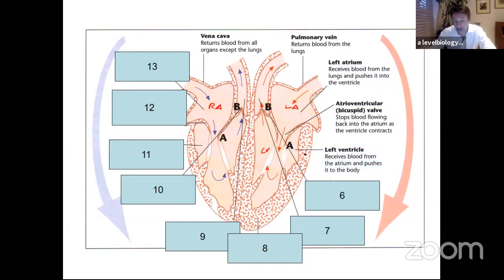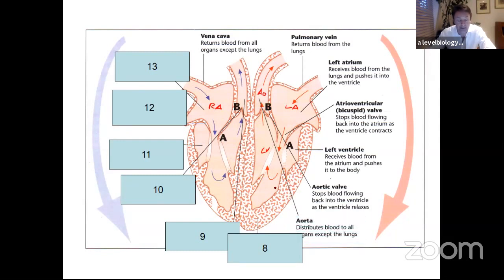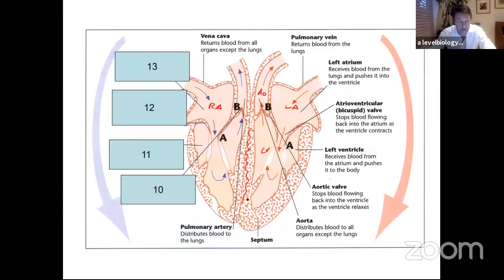You've got a left ventricle which gets the blood from the pulmonary circuit and then pumps it out around the systemic circuit. You've got an aortic valve between the left ventricle and the aorta, which is the blood vessel leaving the left ventricle, and then the aorta takes the blood around the systemic circulatory system. The septum is this bit down the middle, which divides the two parts of the heart. And then you've got a pulmonary artery, which is supplying deoxygenated blood to the lungs.